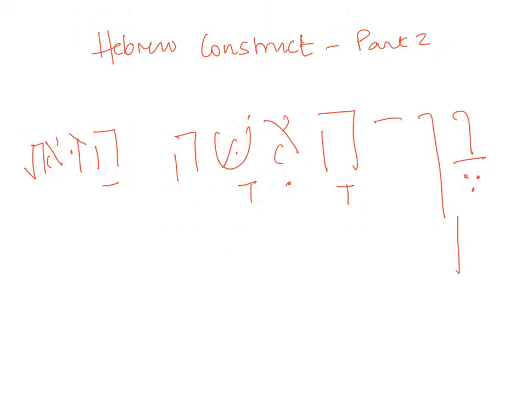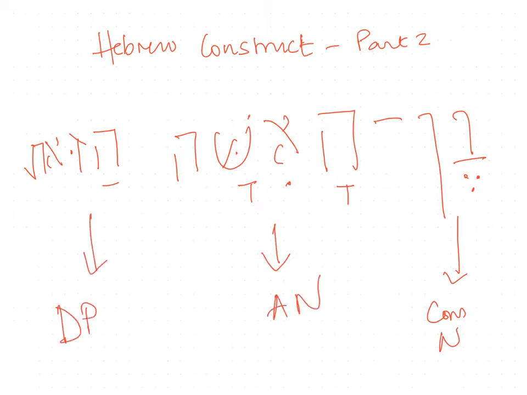Clearly, there's a maqqef here. This is the construct noun, this is the absolute noun, and this is the demonstrative pronoun. The question is, this demonstrative pronoun is modifying which one? Is it modifying Isha or is it modifying Ben? Because according to that only can you translate it.